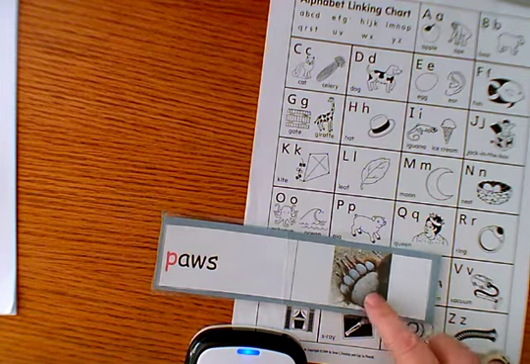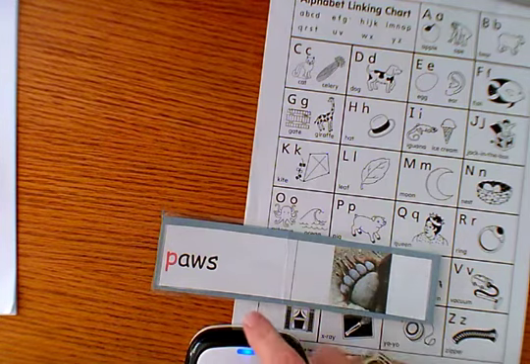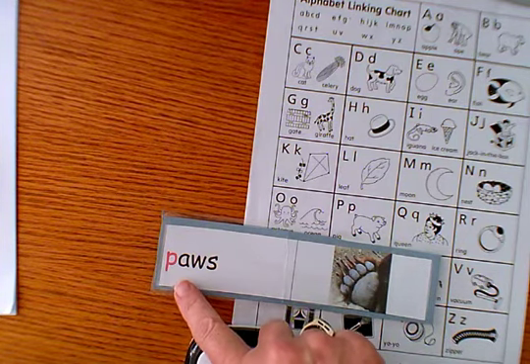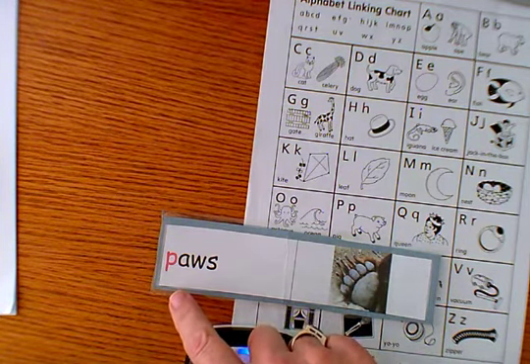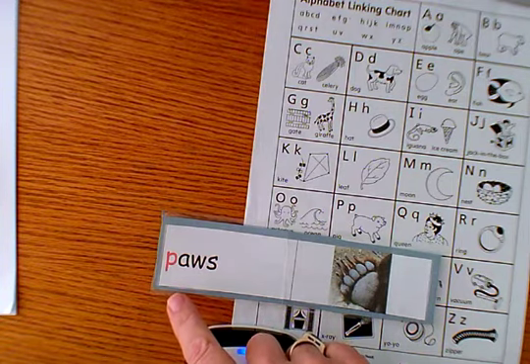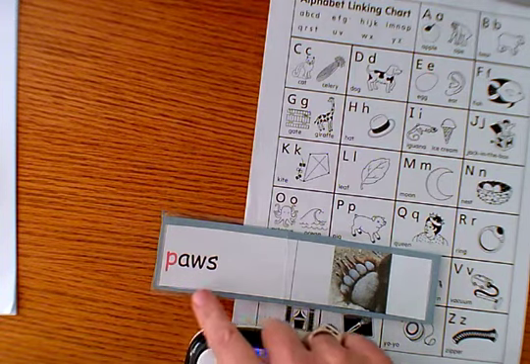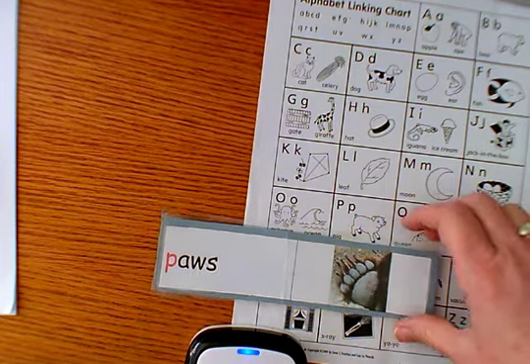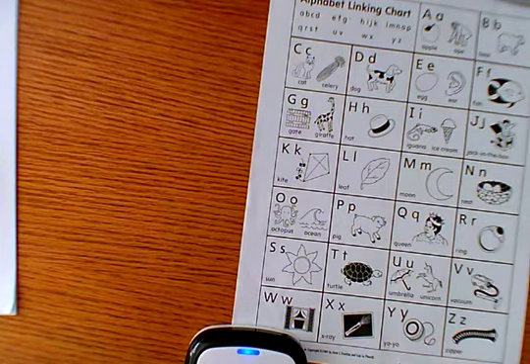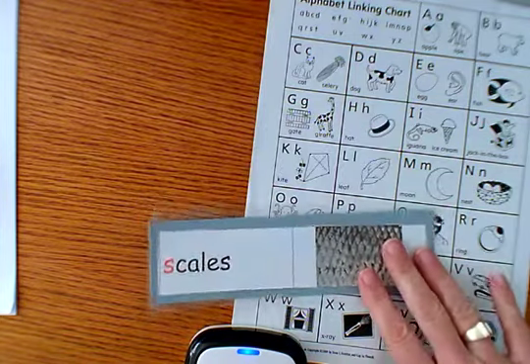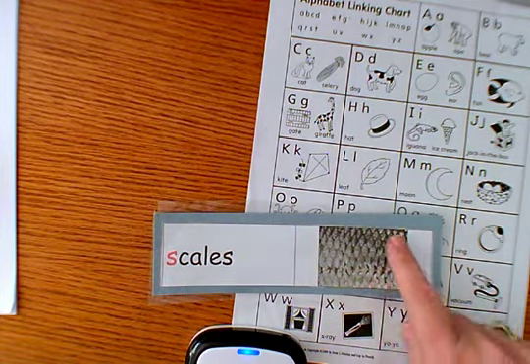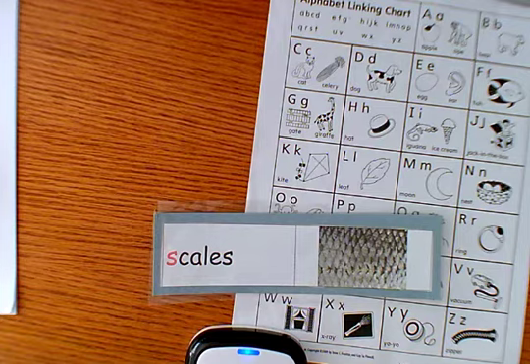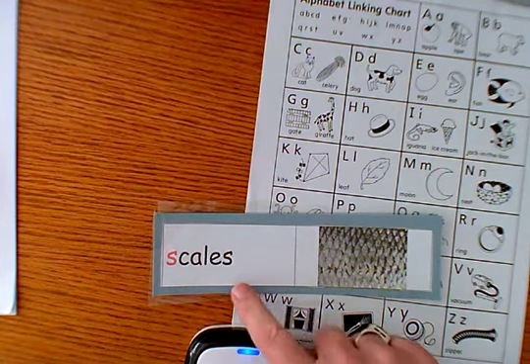We're talking about this part right here on the bottom. The bottom part is called a paw. Big, little. What begins with P? Begins with paws. And this one is a picture of scales. So we might find scales on a snake or on a fish. So some reptiles have scales and fish have scales on the outside of their body.